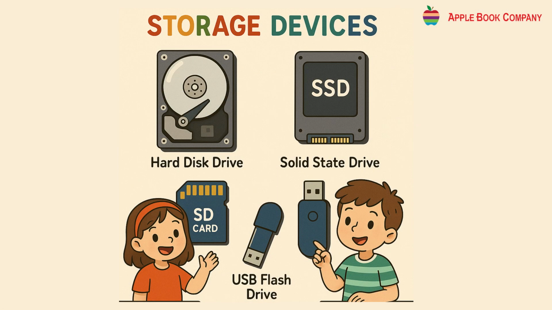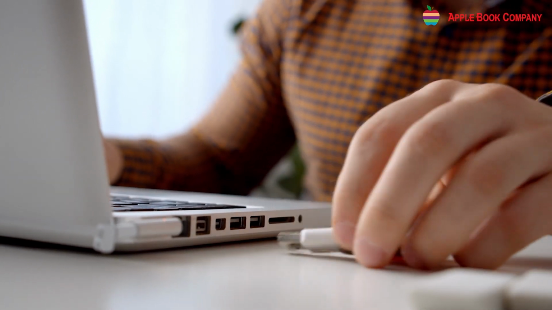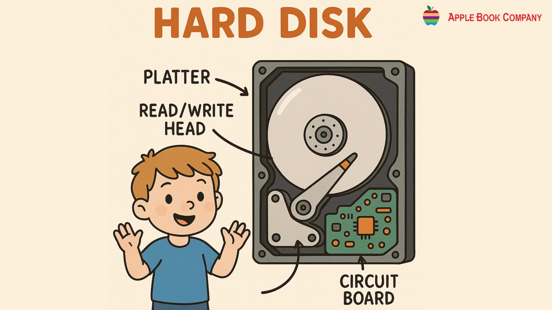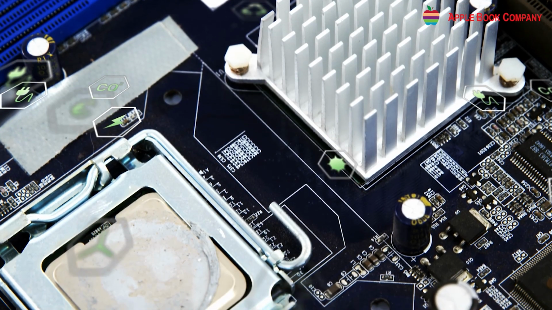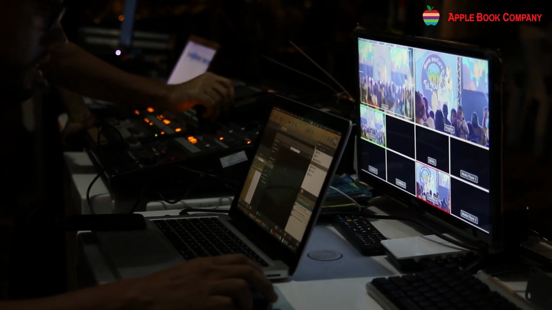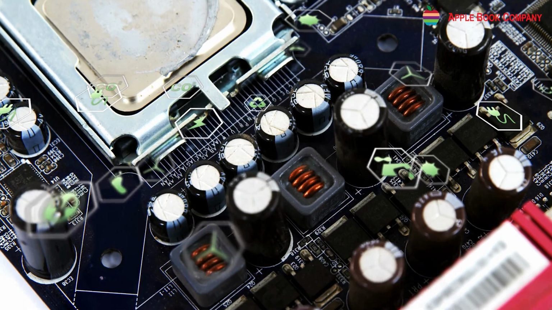Storage devices. Storage devices help us save our work and keep it safe. They are like our memory. Some of the common storage devices are hard disk. A hard disk is inside the computer. It stores all our programs, games, and files. It uses magnetic disks to store large amounts of data.